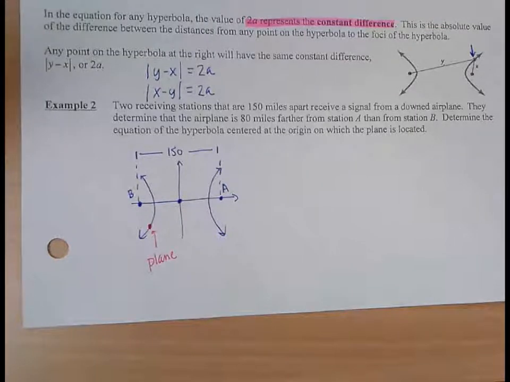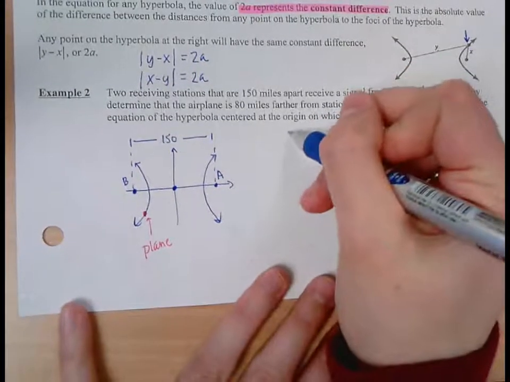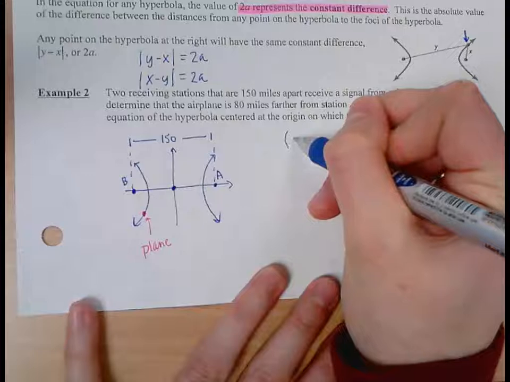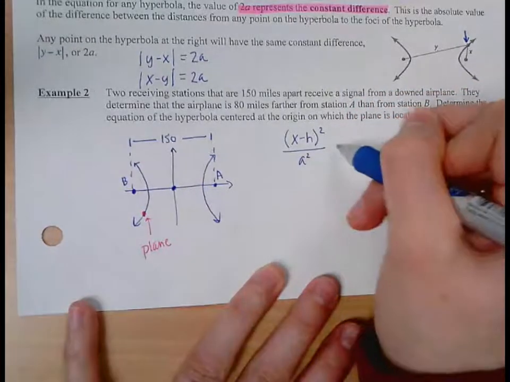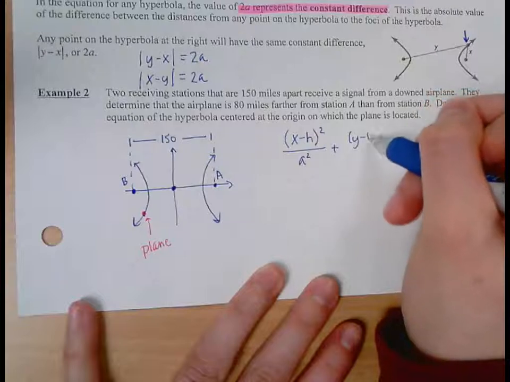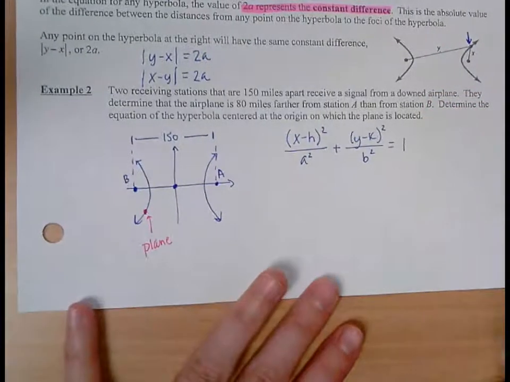So I have everything labeled that I'm given. I have to find the equation of this hyperbola. If I'm using a horizontal hyperbola, I'm just going to write down the standard form for a horizontal hyperbola: (x minus h) squared over a squared minus (y minus k) squared over b squared equals 1.